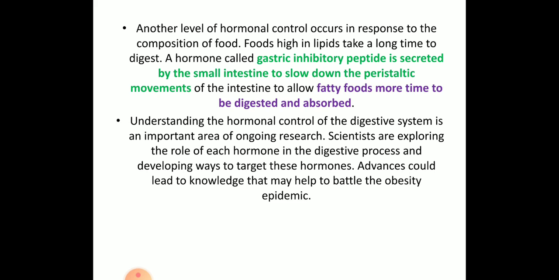So in this session we have mainly studied how the absorption of carbohydrates, proteins and lipids takes place, and how the three main hormones control our gastrointestinal tract. So that's all about this session.